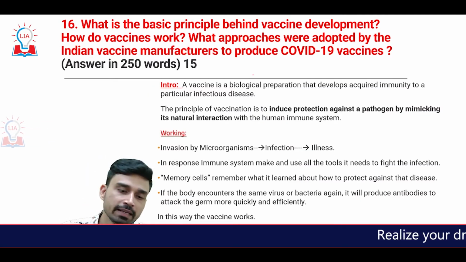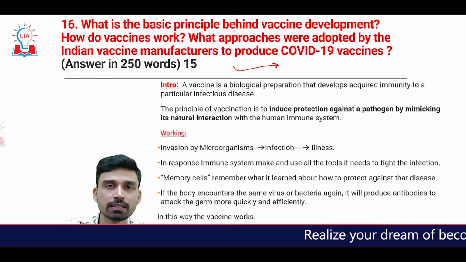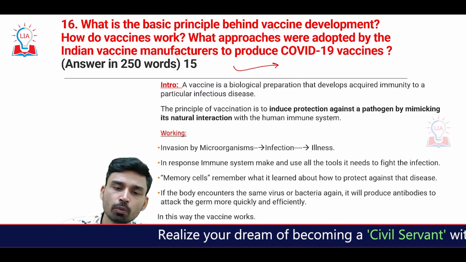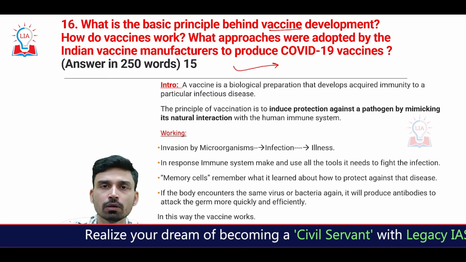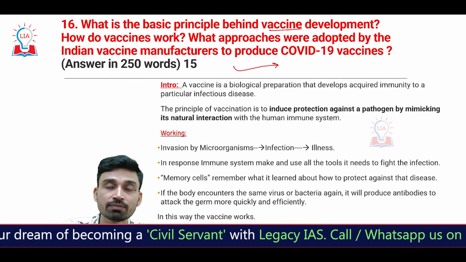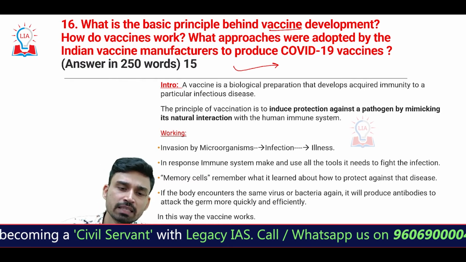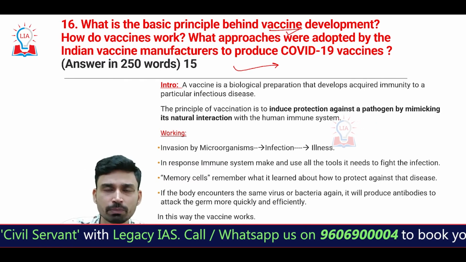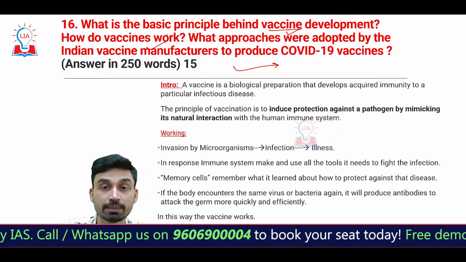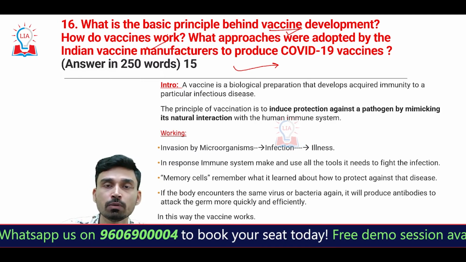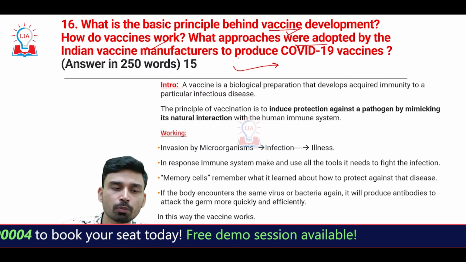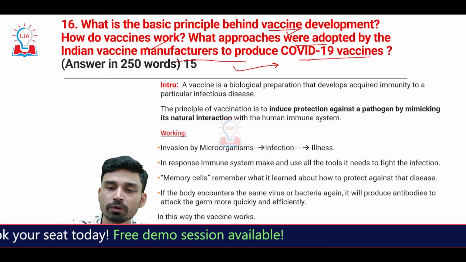Now, the second question, again, is something on the expected lines, obviously, because for the last 2 years we have been suffering from the COVID-19 pandemic. India has been at the forefront as far as the development of vaccines is concerned. So you have to explain the basic principle behind vaccine development. How do vaccines work? This is from the conceptual part of science and tech, which you can answer from NCERTs. And lastly, what approaches were adopted by Indian vaccine manufacturers to produce COVID-19 vaccines?